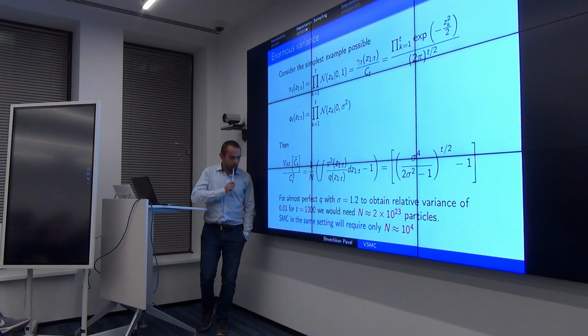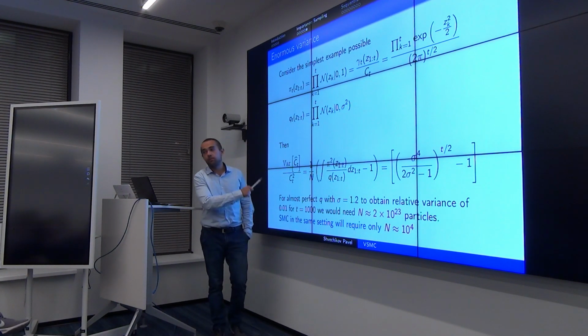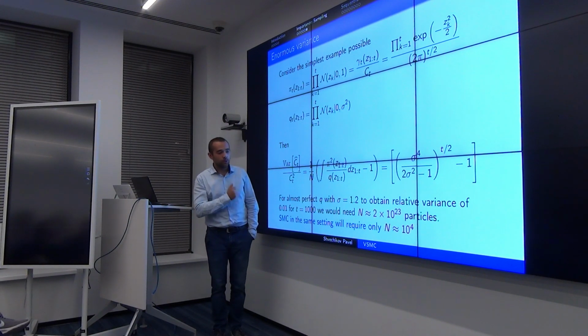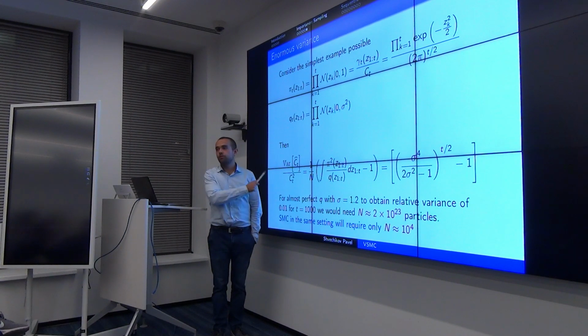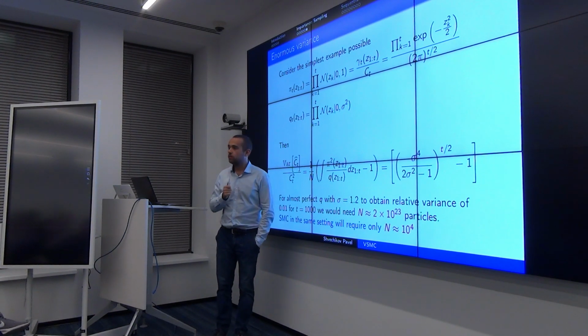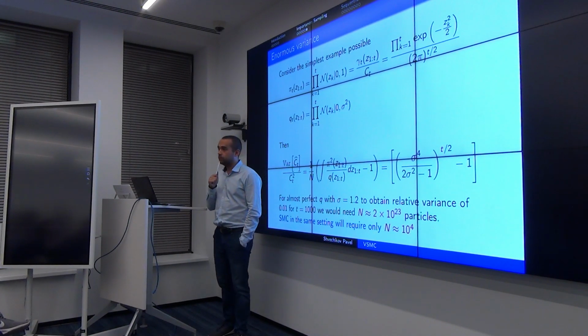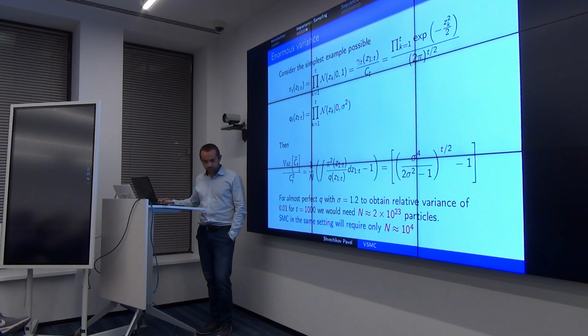So to impress you, sequential Monte Carlo in the same setting with the same proposal will require, to obtain the same relative variance of the estimate of our normalization constant, only 10 thousand particles. The 10 thousand particles we can simulate on any laptop, and this is not a problem, even for your telephone.